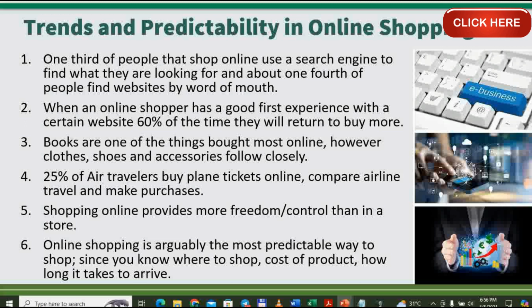Where can I purchase a new car? Someone tells you by word of mouth. Where can I purchase a used car in Nigeria? Someone tells you by word of mouth. So 1/3 of people that shop online use a search engine to find what they are looking for, and about 1/4 of people find websites by word of mouth.